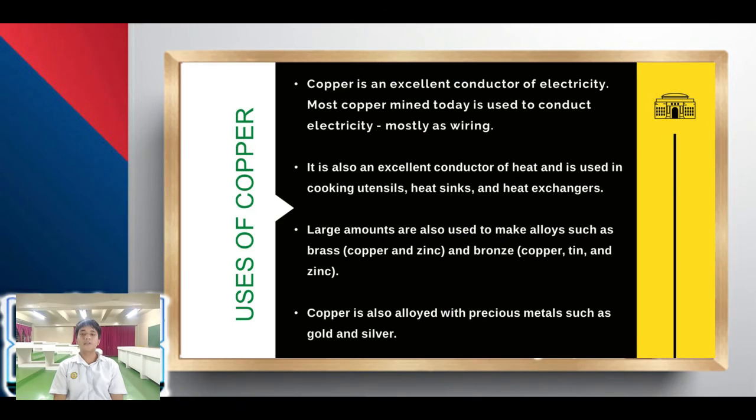The following are the different uses of copper. Ang copper good is very useful not only in our society but also in our day-to-day living. It is mostly used as wiring kay tungod it is an excellent conductor of electricity. Aside from that, it is also an excellent conductor of heat, and that is why kadalasan natong makita na cooking utensils are made up of copper. It is also used to make alloys such as brass and bronze, and copper is also alloyed with the precious metals.